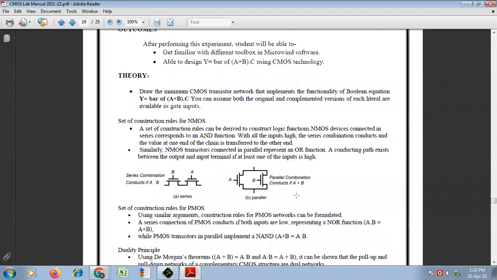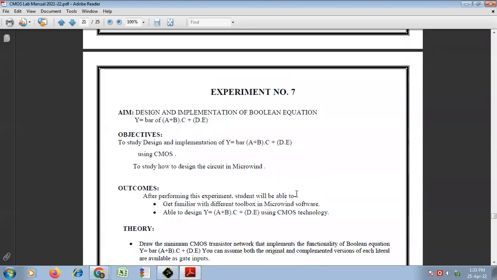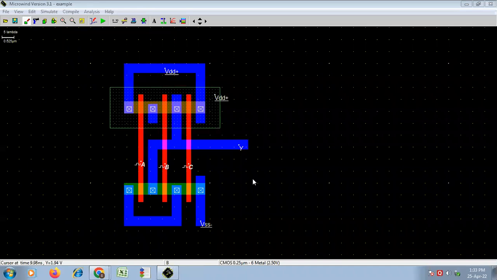Now we have remained with only two experiments, experiment number 7 and 8, that we will cover in the next practical. So all of you clear with this? Yes, sir. Okay, fine.